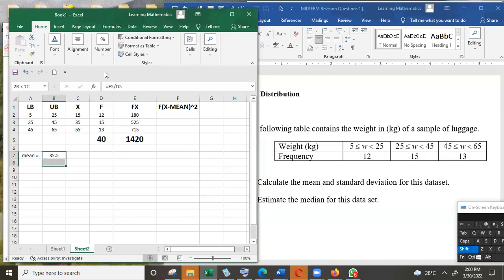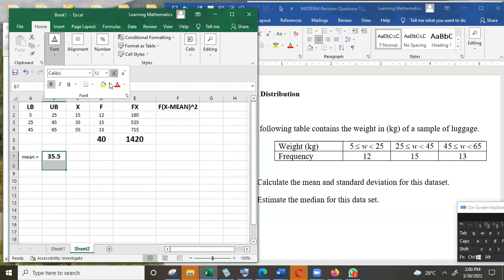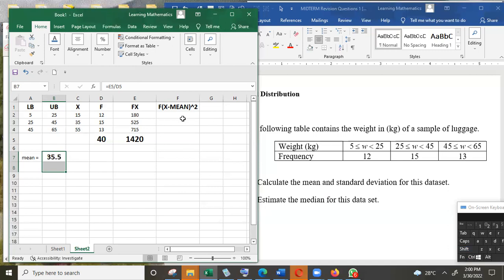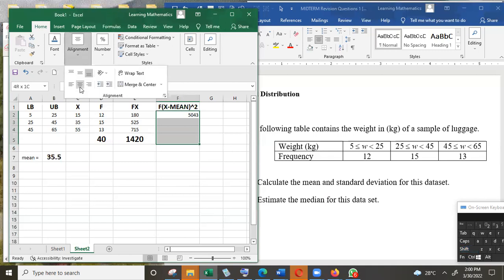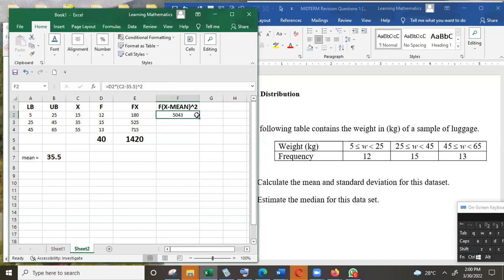Okay, so now what we need to find now is the standard deviation, but we have to find the variance first. We have to find equal f times open bracket x minus the mean, which is 35.5, close bracket, all squared, enter. Okay, so we can go here, we can double click, all right, and then we find the sum thereof.